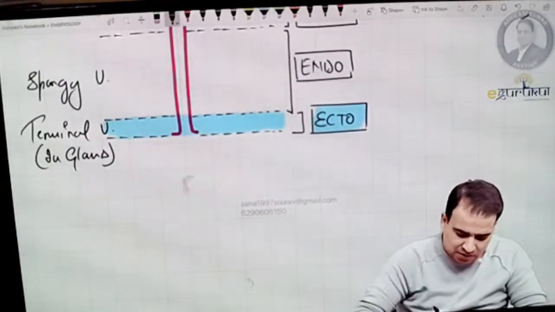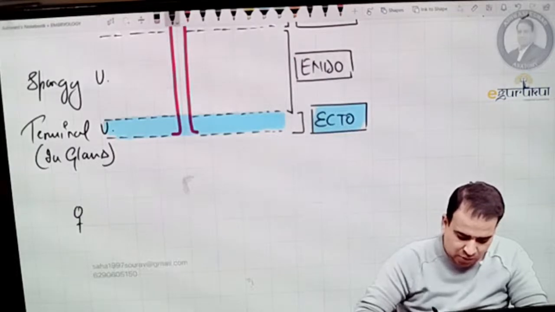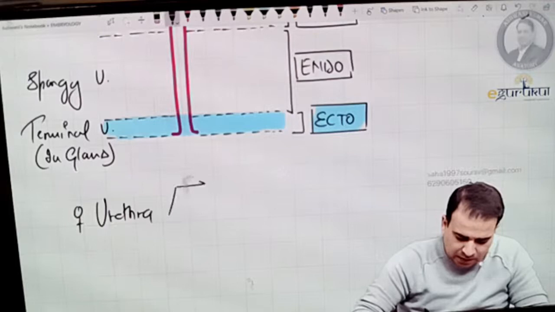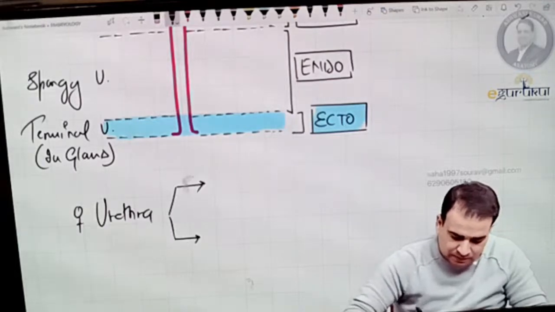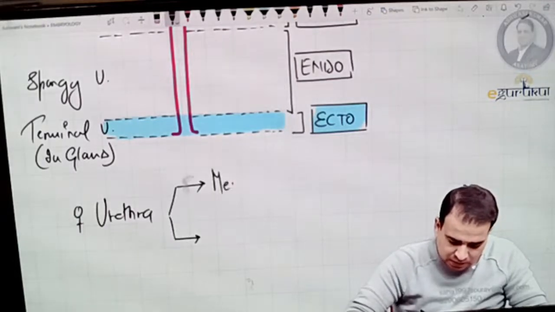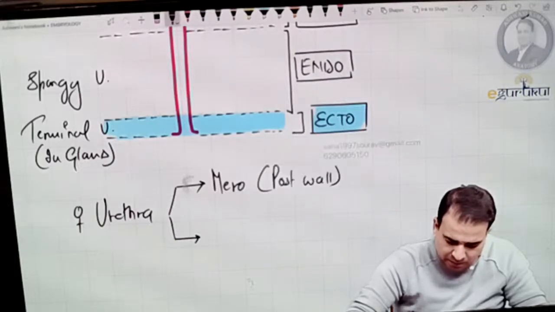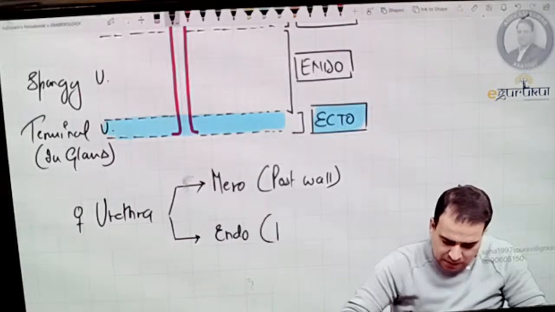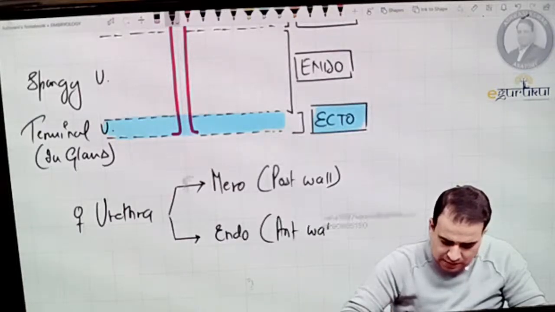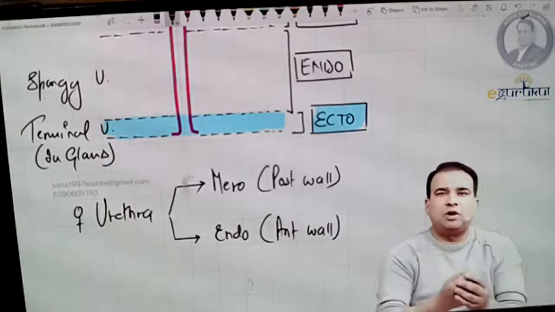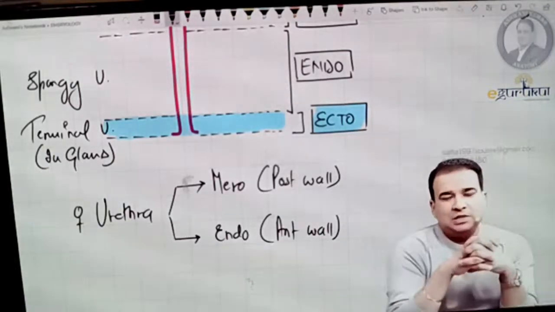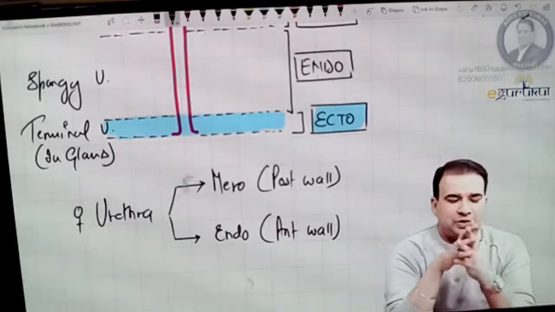If I just make a small note here, talking about the female urethra: in case of the female urethra, mesoderm on the posterior wall, endoderm on the anterior wall. In fact, everything else is endodermal except the posterior wall. So we have meso and endo, but there is no ectoderm in the female urethra.